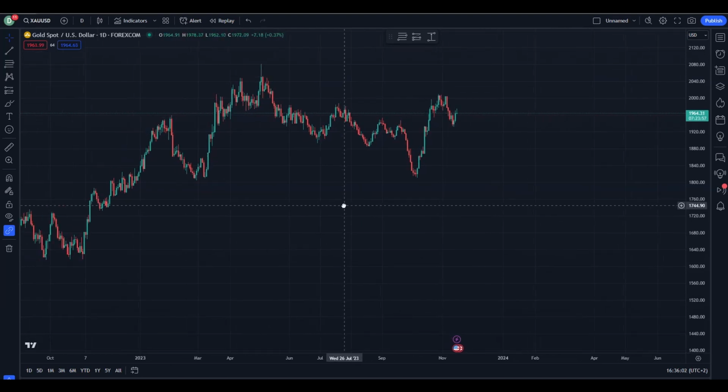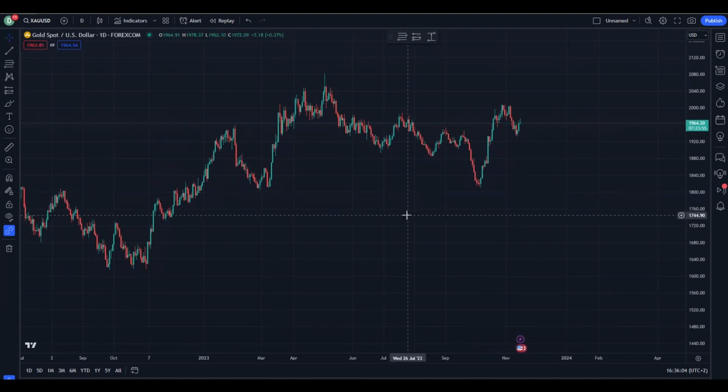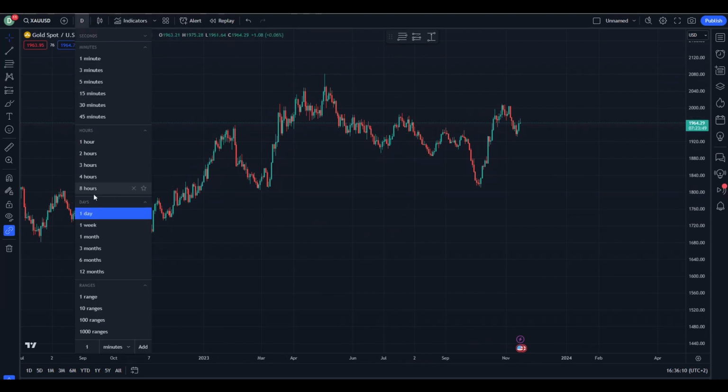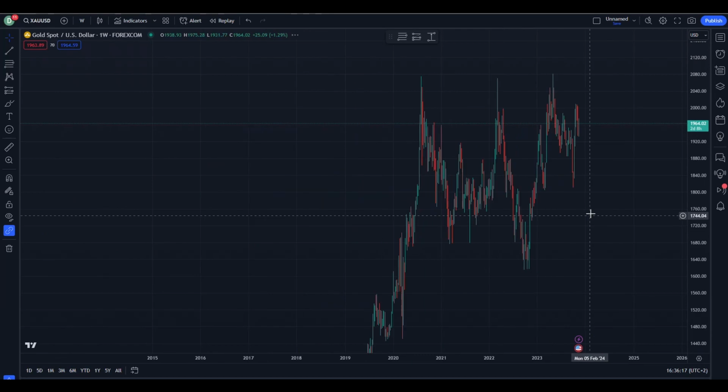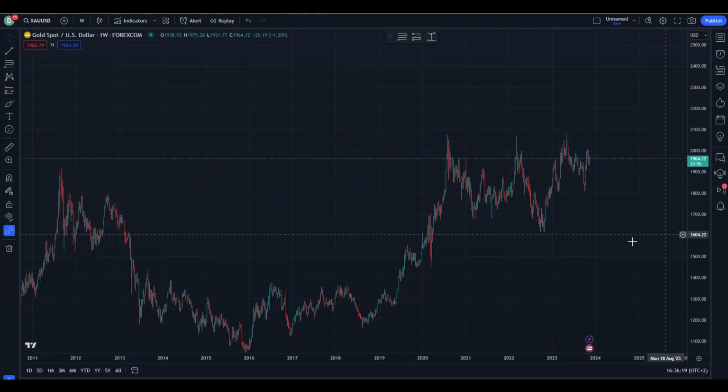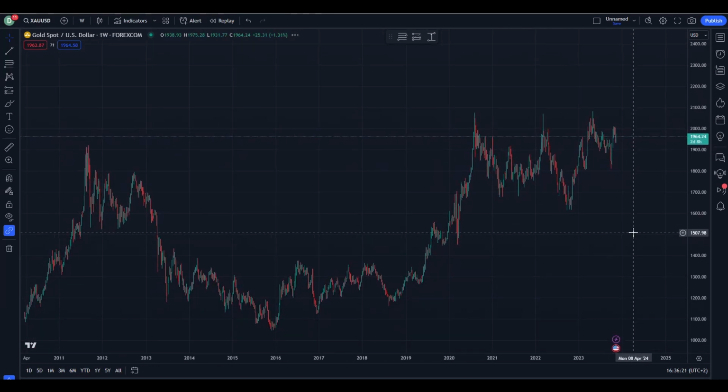Now over here we have a chart for XAU USD gold, and initially we're going to look at a very long-term graph on a 1 week time frame like this. Now we're going to zoom it out like this until we can see the price of gold between 2011 until today. This is a chart that's covering 12 years.